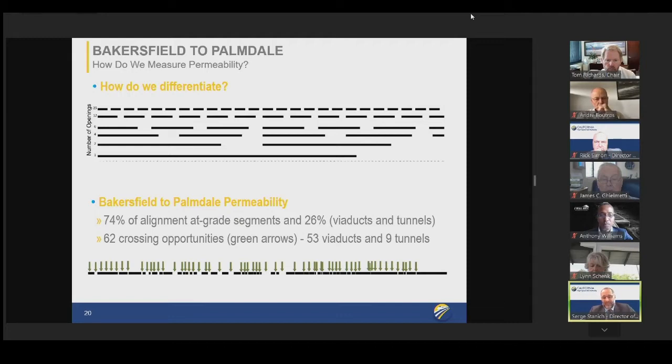If it is one continuous block, that creates a solid area of impermeability. But if it's broken up with gaps, that increases the permeability across the alignment. And that's essentially what we have along our alignment. If you look at the exhibit below, it's that same map, 75% of the 82-mile corridor is at embankment, but each of the green arrows represents a crossing opportunity with either the tunnels or the viaducts. So you begin to see that even with the alignment at embankment, we have quite a bit of permeability along the alignment. So if we can go to the next slide.